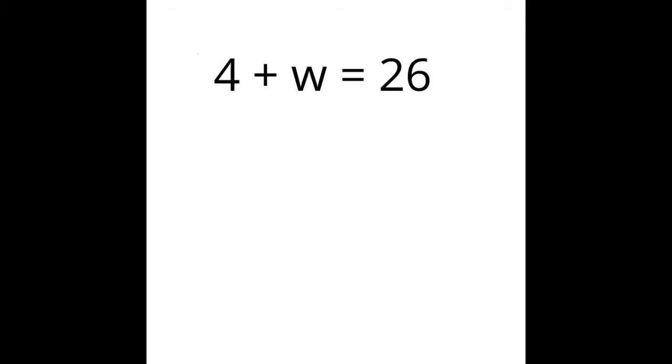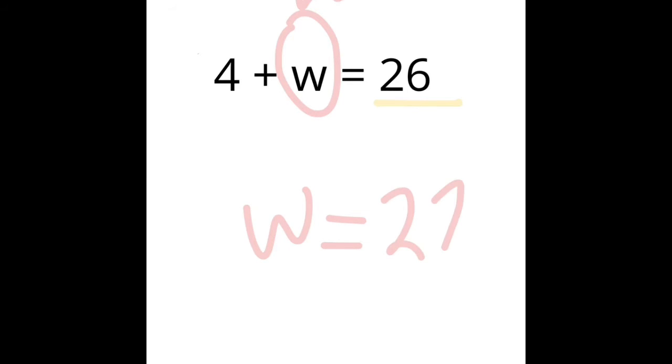In this equation, we have 4 plus w equals 26. That means on one side of the scale, we have 4 plus a number, we're not quite sure of its value, and on the other side of the scale, we know that it has to equal 26. So I asked myself, 4 plus what number is going to give me that 26? I'm thinking 4 plus 20, that's close, that's 24, but I know my answer has to be 22. So in this case, w equals 22.